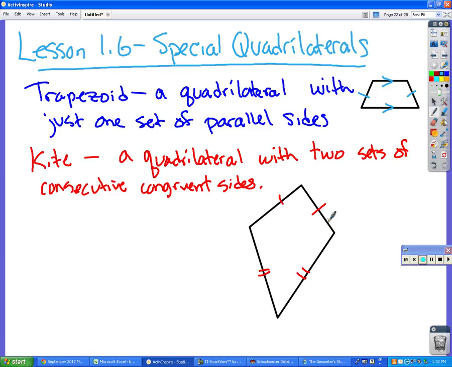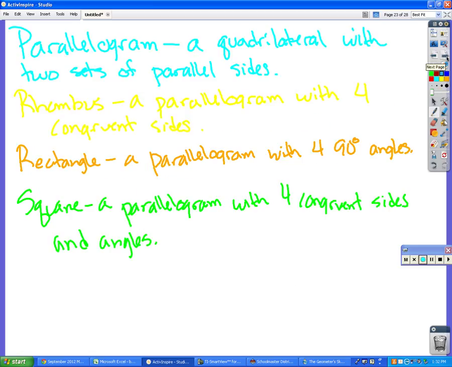those are the only two kind of weird ones. The rest of them are ones that you probably have seen quite a bit. Jacoby, you ready? Okay. Parallelogram. How many parallel sides does a parallelogram have?